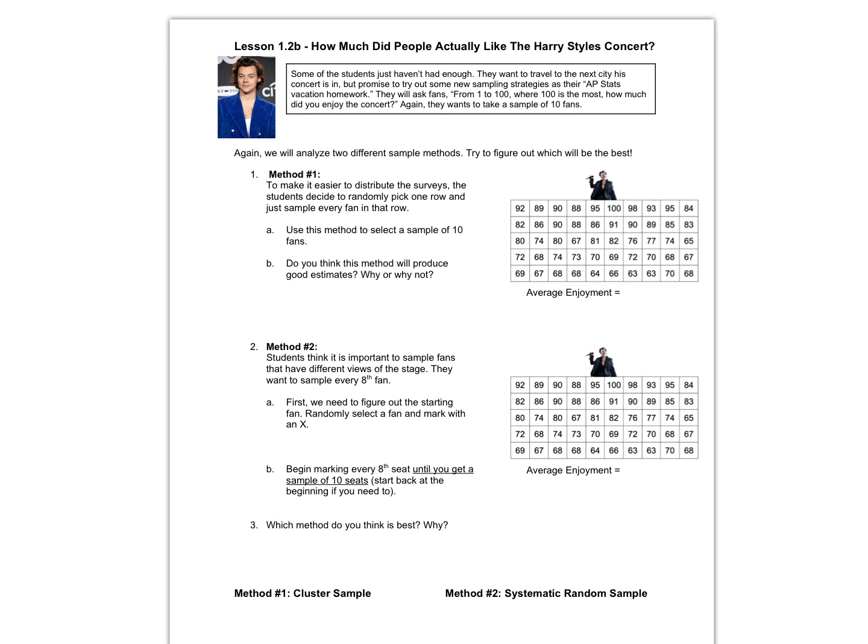All right, so look at this method. What we did before was stratify by row, stratify by column, right? So this one is what we call clustering. So here's how it's described. To make it easier to distribute the surveys, the students decided to randomly pick one row and sample every fan in that row because there's 10 in that row, right?